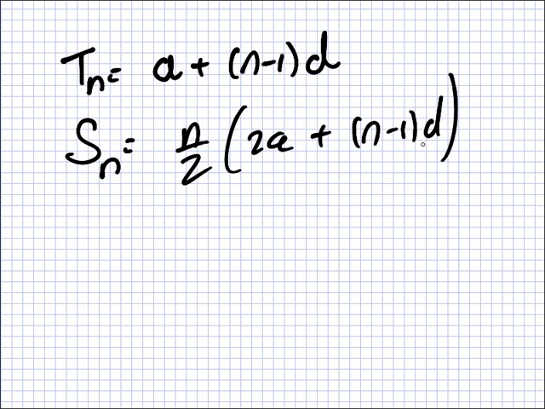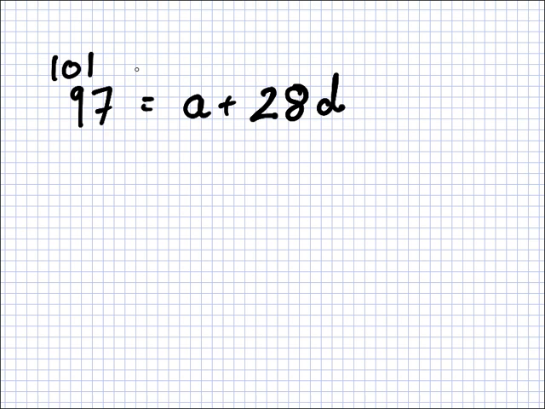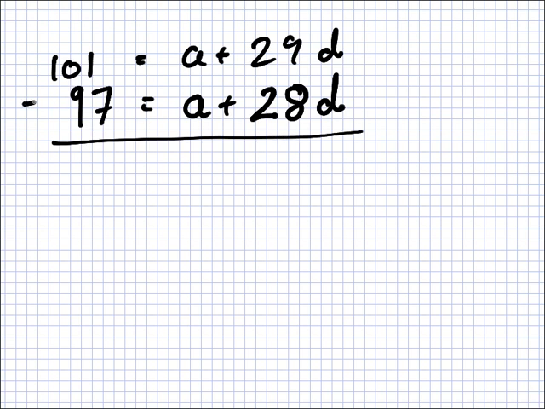Okay, so that's the 5 minute mark. So let's see if you got this okay. So the first part we said the 29th term is 97. So you should have 97 equals A plus n minus 1, which is 28 D. And you're also told that the 30th term is 101. So 101 equals A plus 29 D. Okay, so the best thing to do here is to subtract them. So that's 4 equals D.